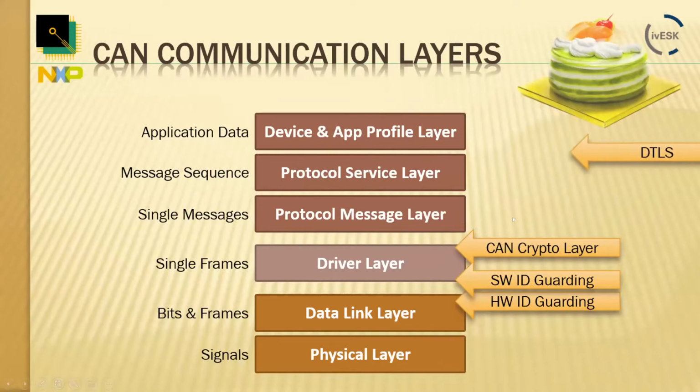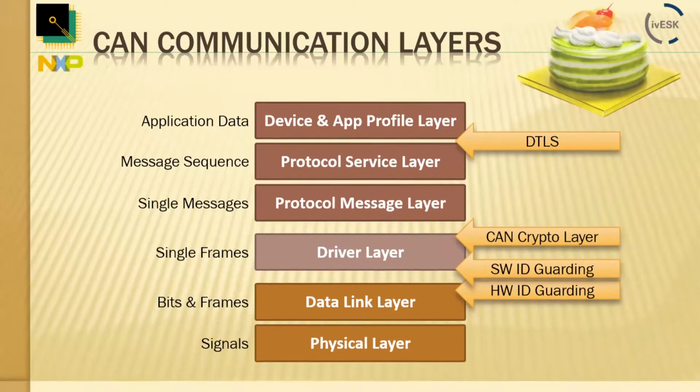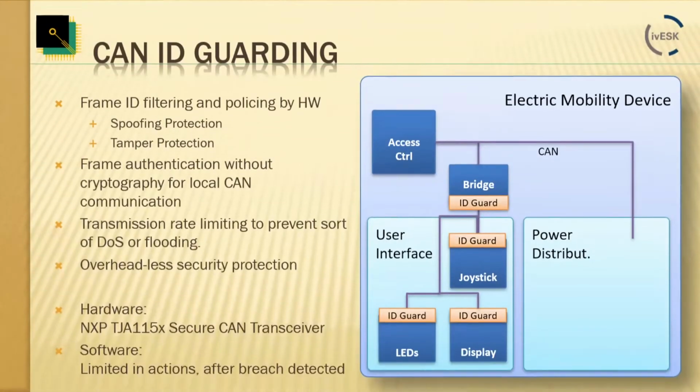And then, as Axel brought up, the Datagram Transport Layer Security, DTLS, sits more in the upper layers because it definitely involves message sequences. To get a single DTLS message communicated from one application to another, we definitely need to pass on several sequences. It will not fit into a single CAN message. So let's take a closer look at the different technologies. And let's start with the CAN ID guarding.